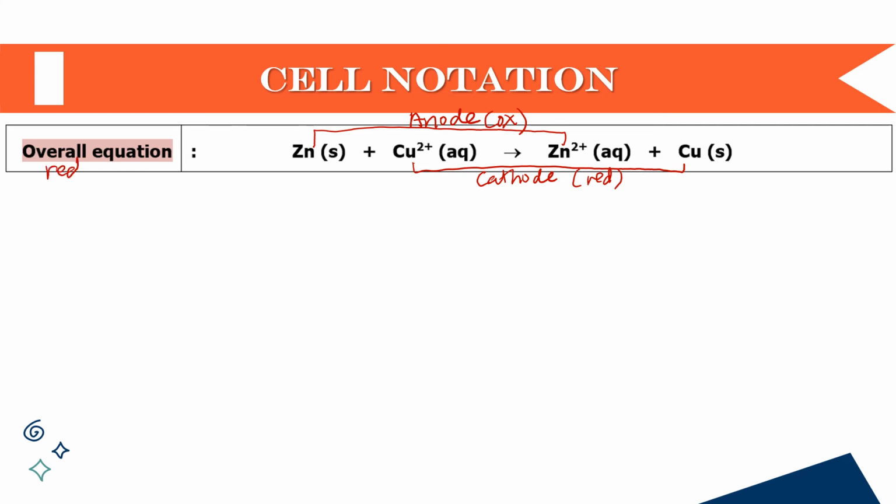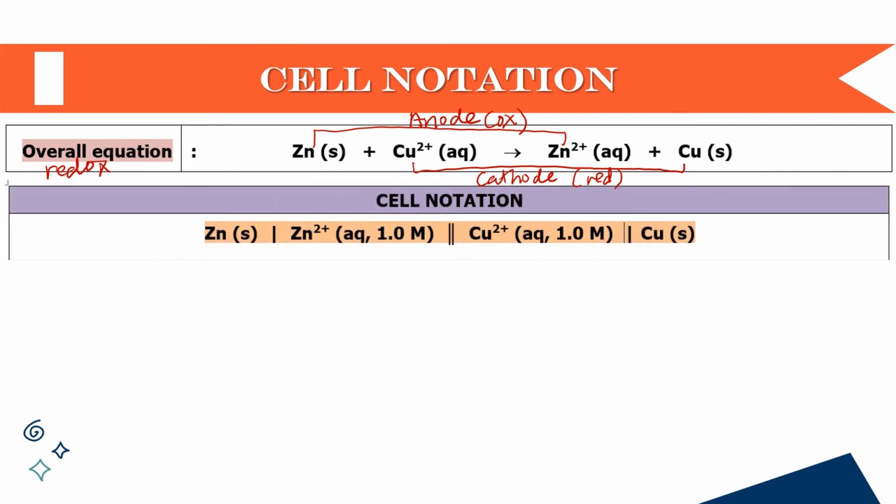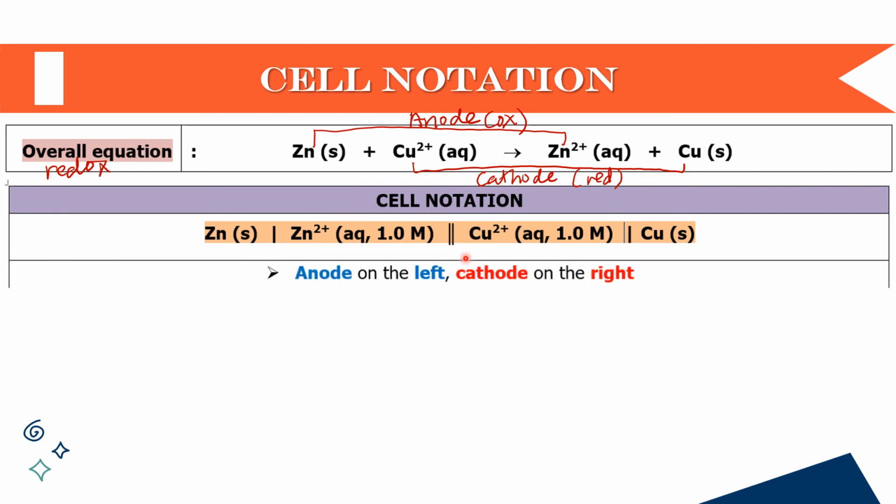So this is our redox overall. Okay, so this is your cell notation. Let's take a look at what we have in our cell notation. The first one, anode, is on the left hand side. So over here, this is the one to show your anode. It will show the oxidation process.